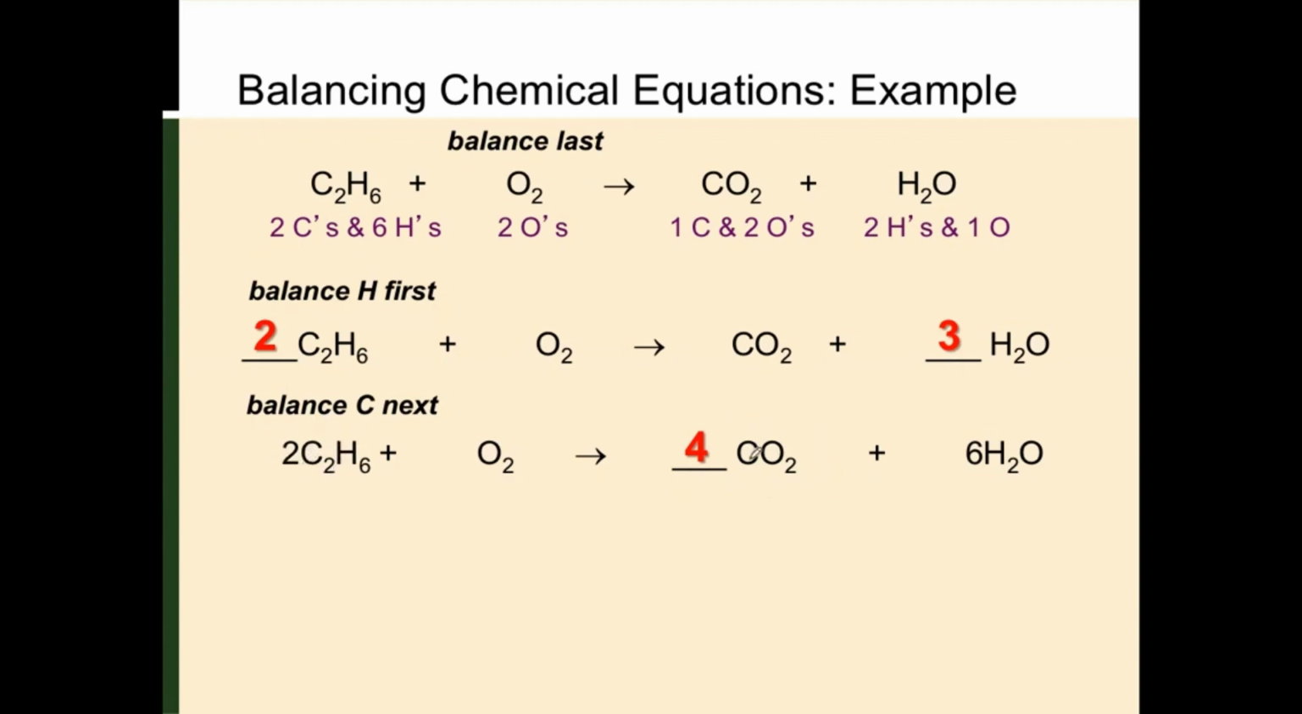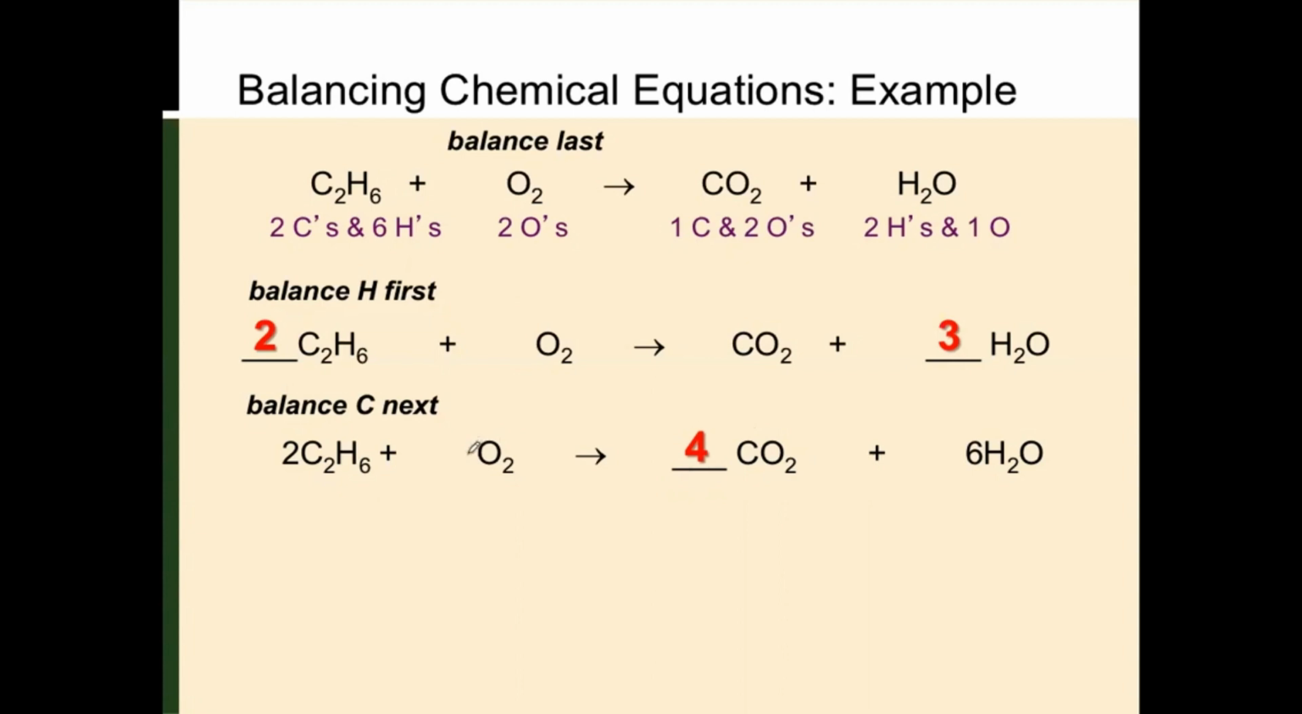So that means we'll need 4 carbons on this side. There are no carbons from water. So the only source of carbon on our product side is the carbon dioxide. So 4 times 1 is 4 carbons. So that's now balanced on this side. It's balanced around the ethane. So the only thing now that we need to balance is our oxygens.